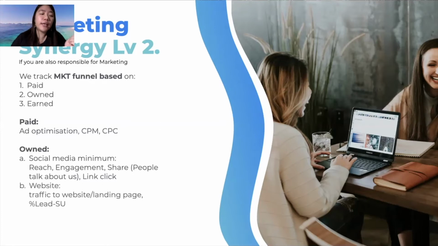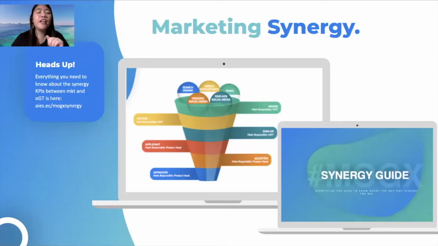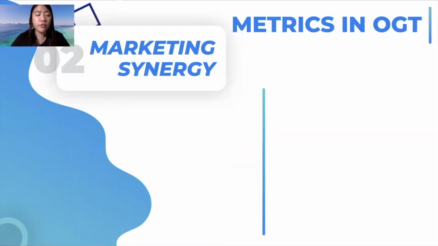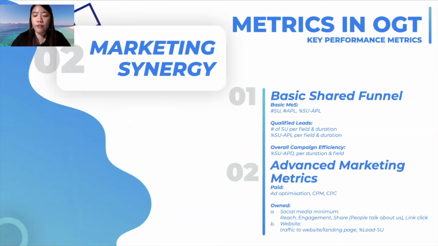So maybe a lot of you also have a landing page, the one that you have or the one that you're going to have with AI. So you can also look into what traffic you are drawing into your website or landing page, and how the conversion from lead to sign up looks. So if you don't understand what they are, it's all right, because you can always contact me, the RM Marketing, to know more about it. Some of the extra resources that you can also take into consideration is the marketing oGT synergy guide from AI, so you're able to oversee how the whole funnel looks. So to recap again, these are the matrix that we're going to track between marketing and oGT.